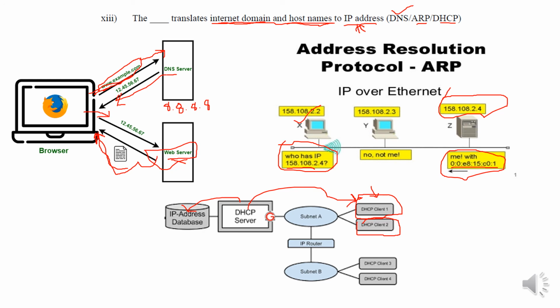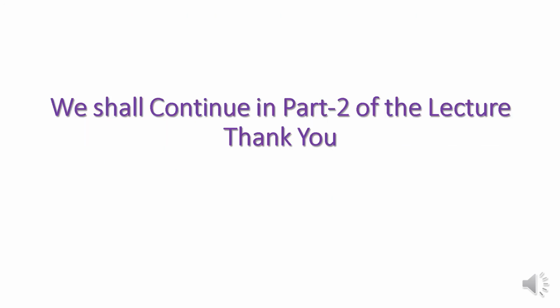Then whenever a client turns off, its IP address goes back to the IP address pool, and whenever another system comes, that IP address is assigned to the new system. So in this way, using a DHCP server, more than 255 hosts can be serviced. That is one important advantage of using a DHCP server.